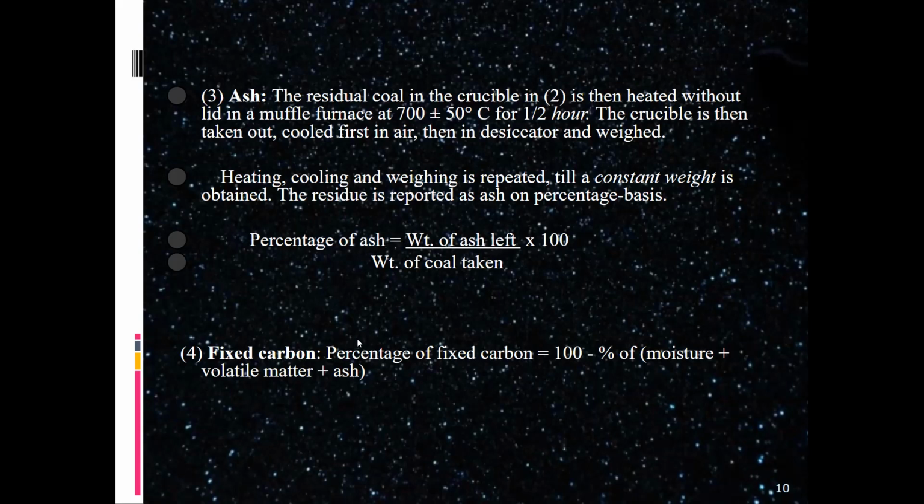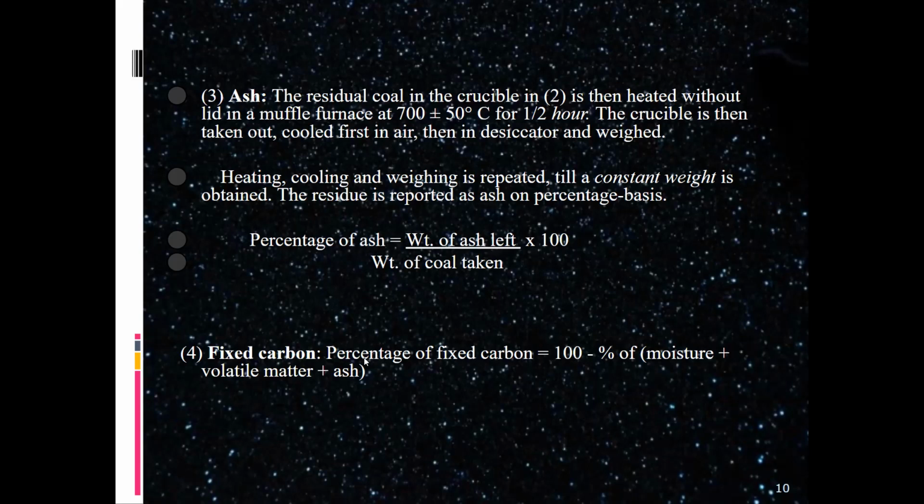How are we going to find out the fixed carbon? Fixed carbon is nothing but the amount which remains in the coal sample. So how can we find out the remaining amount? If you do total minus the sum of the remaining elements, we can find out the percentage of fixed carbon.